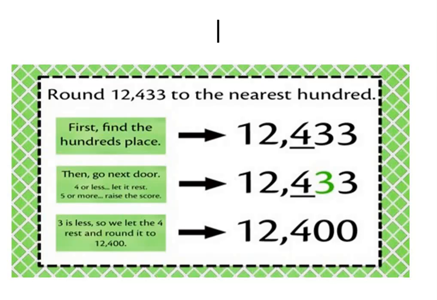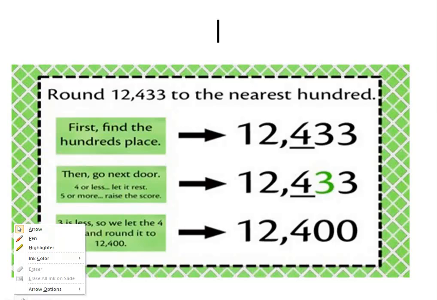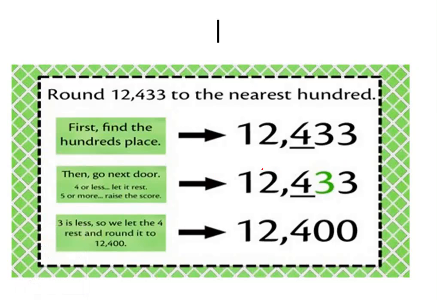Round 12,433 to the nearest hundred. Since they say the nearest hundred, what do you think? What is the number that I have to round? It's the hundreds digit. Where is the hundreds? It's here, it's 4. So what do I do to 4? I circle 4, okay? I will use the pen from here. I circle 4. I want you to remember the steps as they are.